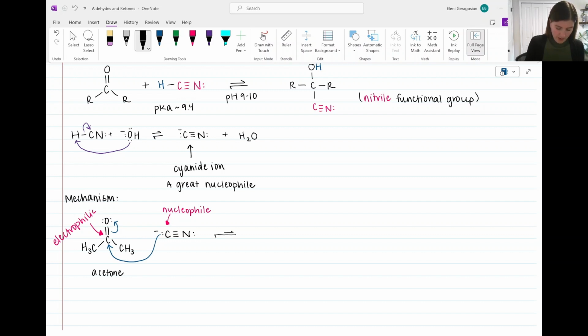Before we draw the products, we'll write a note here. This reaction is driven by oxygen's ability to accept electrons. Because oxygen is electronegative, it can accept those pi electrons. That causes that carbon in the carbonyl to be electrophilic, lacking electrons, and the carbon in the nucleophile, since it is nucleophilic, has electrons to share, will create a bond to that carbonyl carbon.